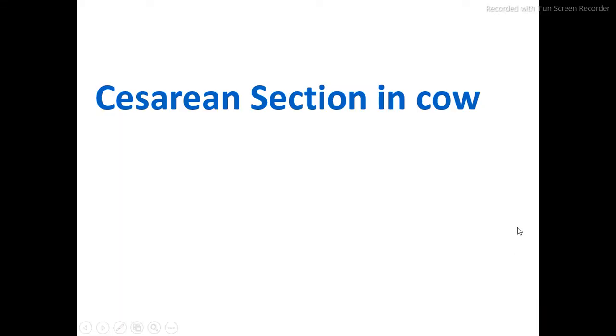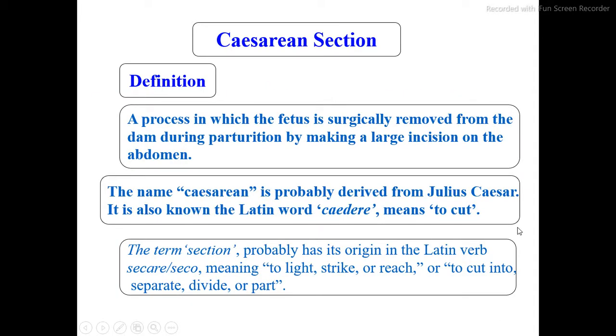Parturition by making a large incision on the abdomen. Definition. The name Cesarean is probably derived from Julius Caesar. It is also known from the Latin word caedere, meaning to cut. The term section probably has its origin in the Latin verb secare, meaning to cut into, separate, divide, or part.